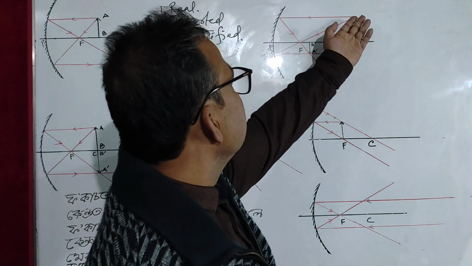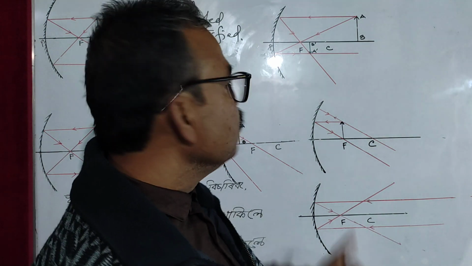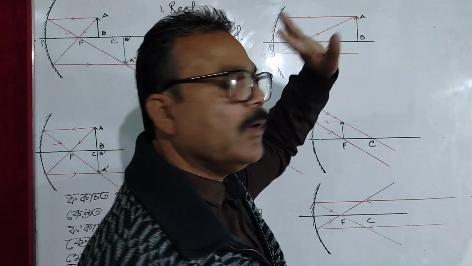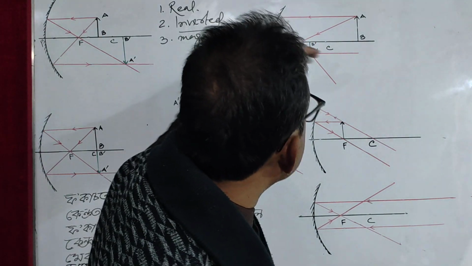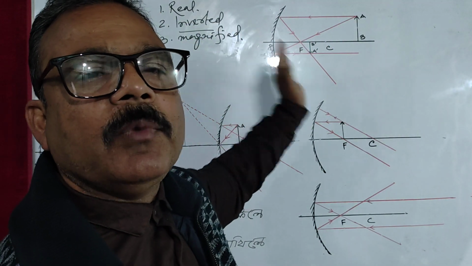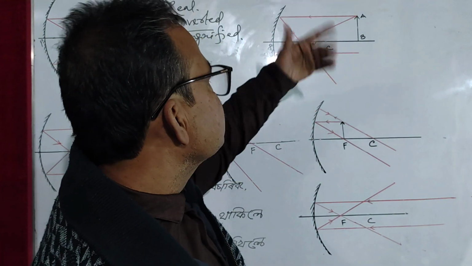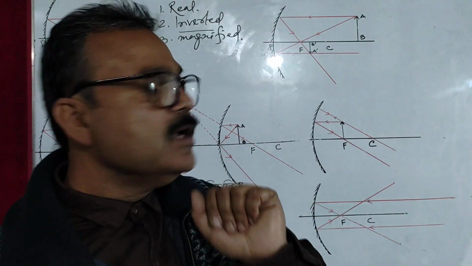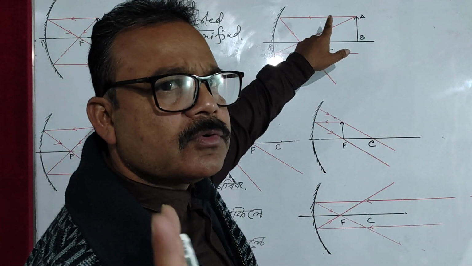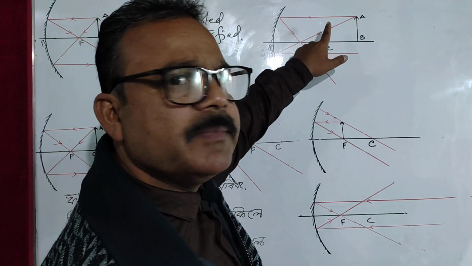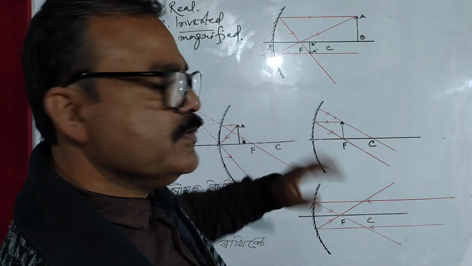And from here also, I am considering two rays from point A. You don't think that only one ray will come from point A. From every point, rays will come, and accordingly rays will meet at different points. But I can't draw all these rays, so that's why I am just considering two rays. Always you should consider two rays which will be convenient to you, otherwise you will be confused.